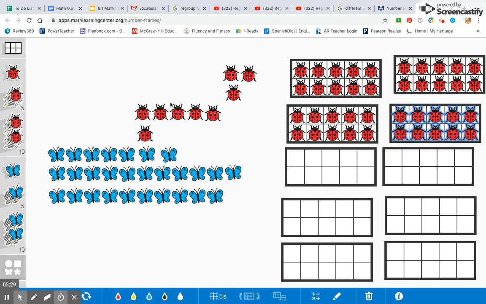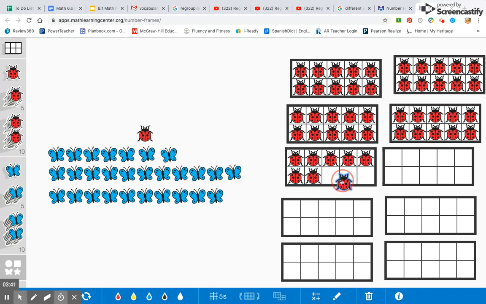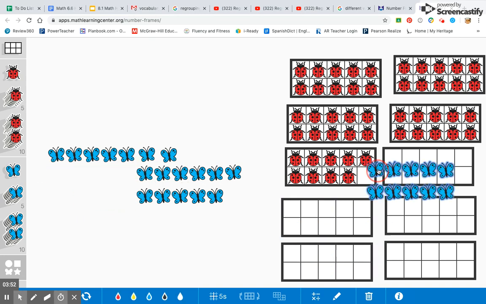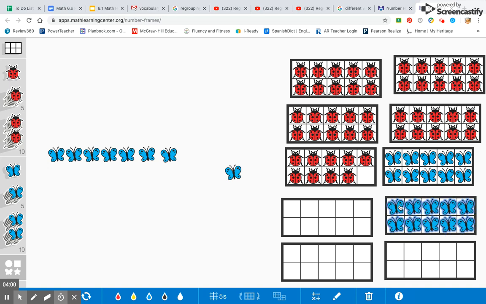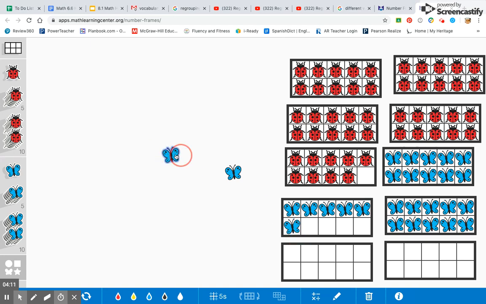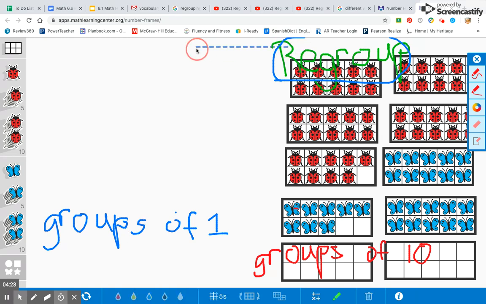Okay, we'll put those there, and then we have 5 here. And I'll take these ones one by one. I'm going to go ahead and keep my ladybugs separate from my butterflies for right now. So I'm going to go ahead and grab groups of 10 butterflies. I'm regrouping to put into the 10 frame, just like I did with my ladybugs. Put them on top, and then I'll take these in. So you can see that we have regrouped our 1s. We've regrouped the groups of 1 into groups of 10.